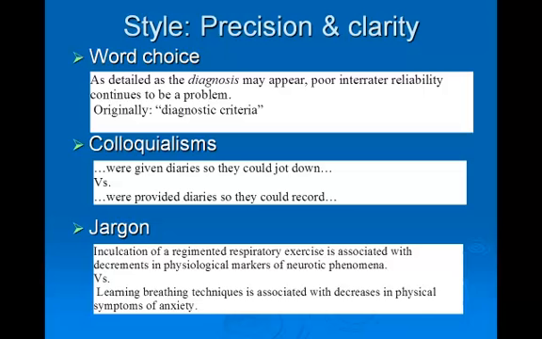So here's an example of a jargony sentence that can be said simpler. "Inculcation of a regimented respiratory exercise is associated with decrements in physiological markers of neurotic phenomenon," which is a very fancy way of saying learning breathing techniques is associated with decreases in physical symptoms of anxiety. Right? So you're saying it professionally. You're not saying learn to breathe right and you won't get so scary. So there's this balance between trying to sound too smarty-party, but then not being too familiar, too colloquial. In the middle is where you want to be. So clear, precise, professional, but not too smart, if that makes sense.